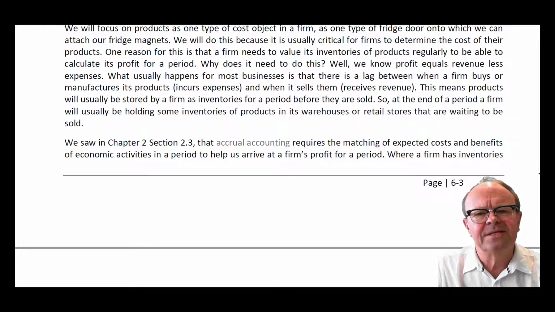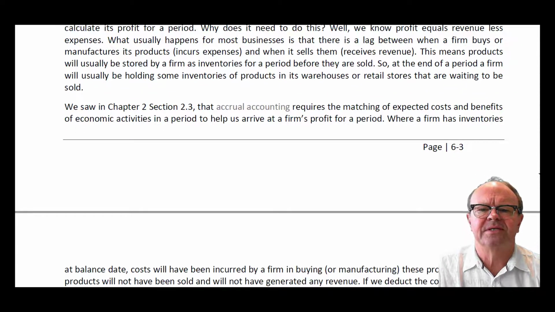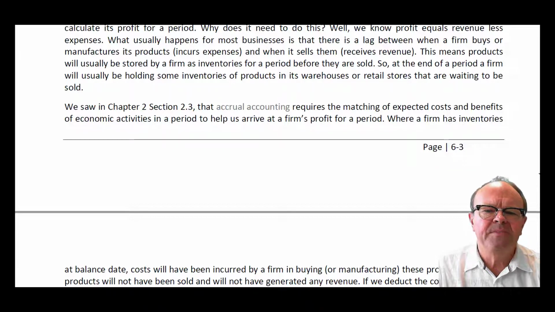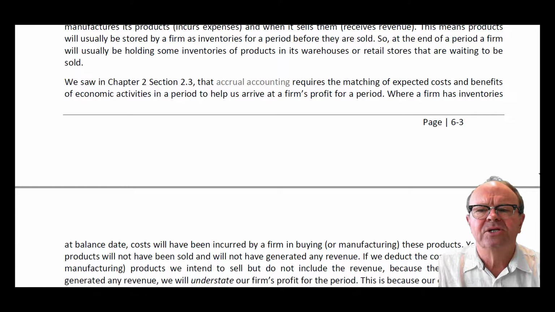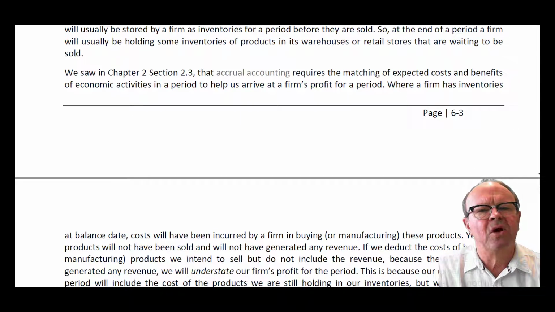Why does it need to do this? Well, we know profit equals revenue less expenses. What usually happens for most businesses is that there is a lag between when a firm buys or manufactures its products, incurs expenses, and when it sells them, receives revenue. This means products will usually be stored by a firm as inventories for a period before they are sold. So at the end of a period, a firm will usually be holding some inventories of products in its warehouses or retail stores that are waiting to be sold.